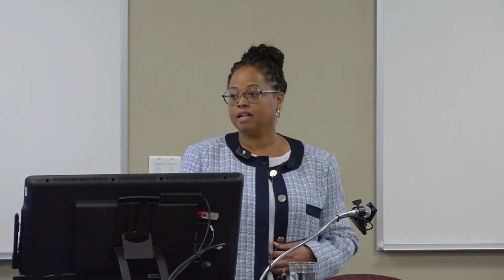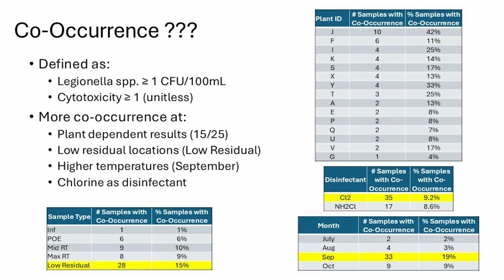And here, for co-occurrence, we considered Legionella species that were above 1 CFU per 100 milliliters, and cytotoxicity, because it's representative of all of the disinfection byproducts that were present, that's greater than or equal to 1.